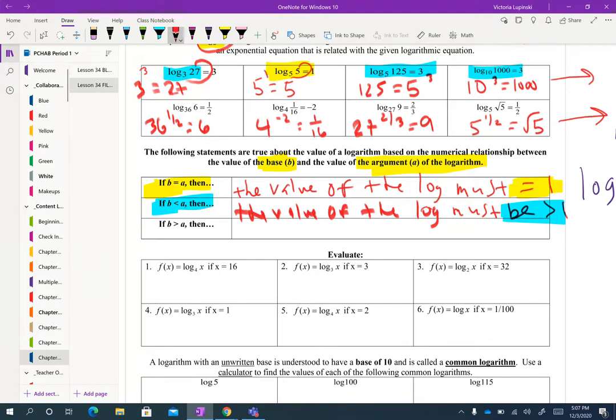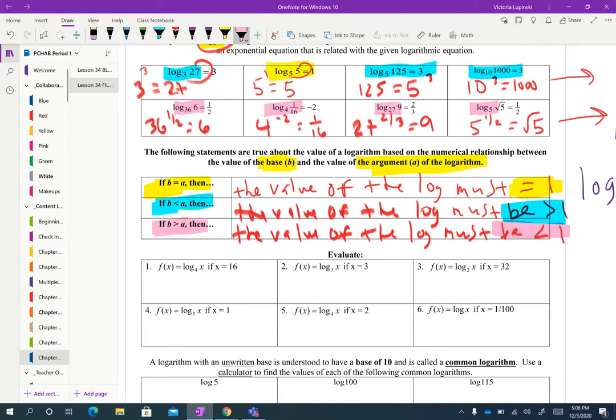Then finally, if b is greater than a, then we can say that the value of the log must be, you guessed it, less than 1. And if you go back above here, look at all the circumstances where b is greater than a, that would be this one, this one, this one, and this one. And hopefully you would agree that in all those cases, the value of the log is clearly less than 1. Sometimes it's a fraction, sometimes it's negative, but regardless, it's always less than 1.